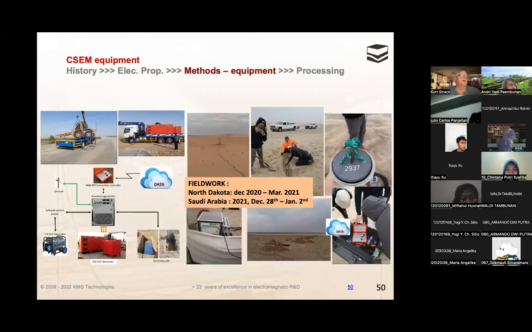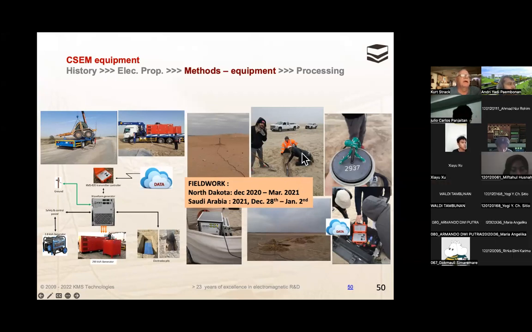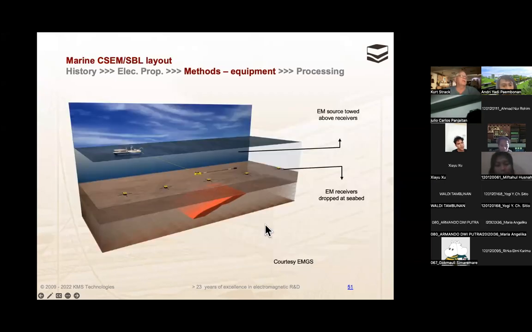And this is very recent from 2022. This is wrong. Yeah, 21 to January 22. And this is in Saudi Arabia. And this is a 200 kilowatt generator, the diesel tank. And here the sensors are put into the ground. And both Andri as well as Chayu were working with this data.